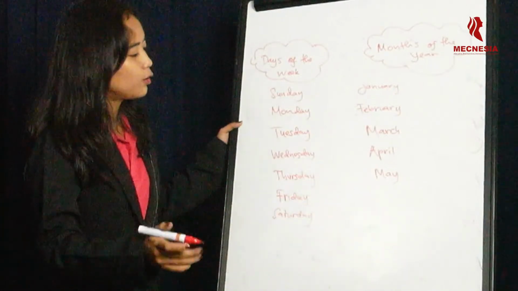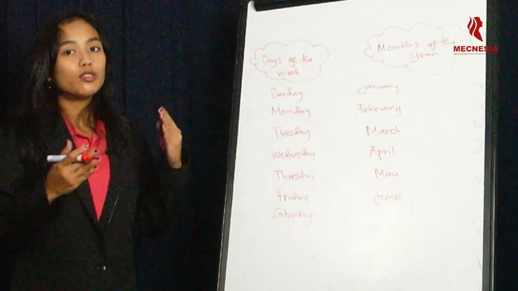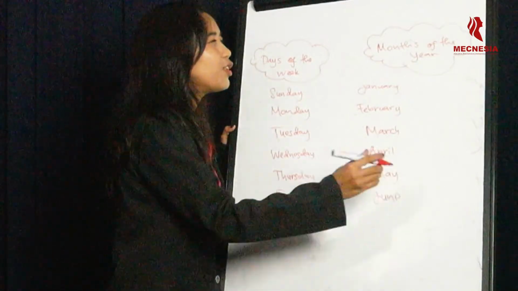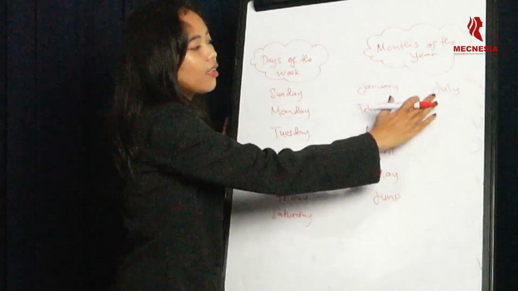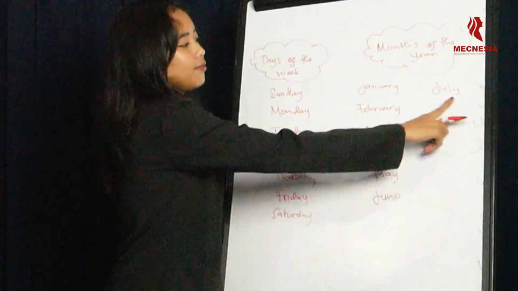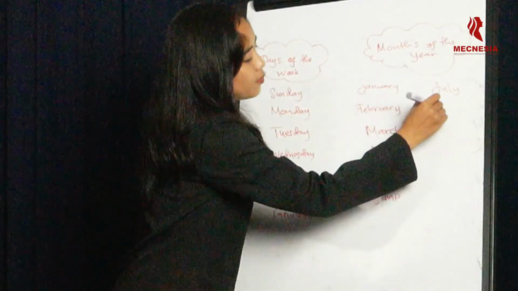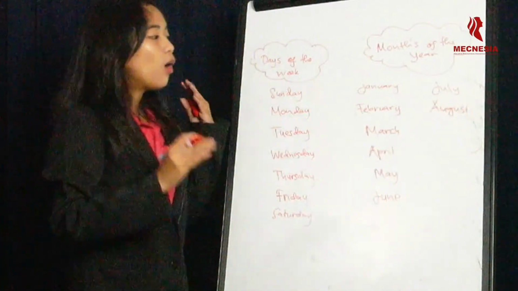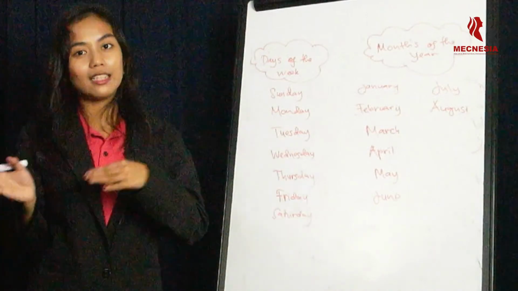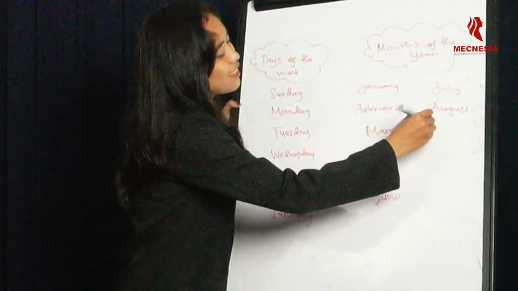Next, bulan Juni. Juni is June. Bulan Juni. After June is, bukan Juli tapi July. July. One more time. July. Next we have August. August. One more time. August. August is Agustus.